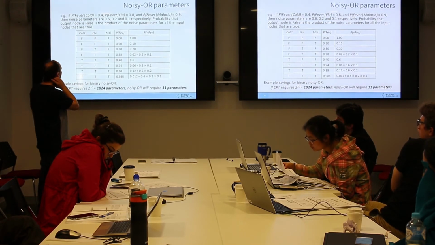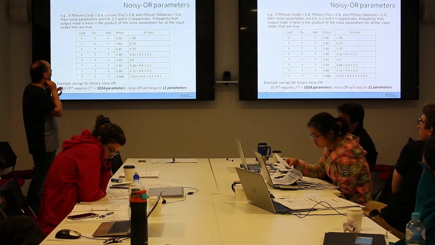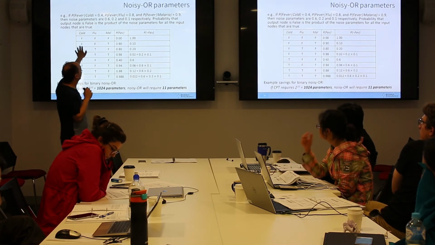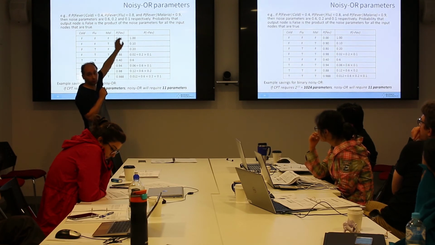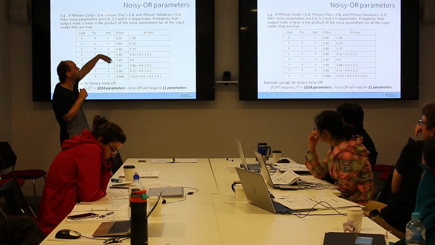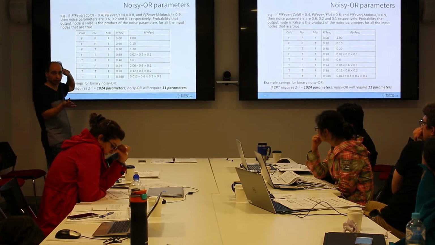Okay, so here's a very quick example. We've got three parents, cold, flu, and malaria. And then we've got a child node, which is the fever, and we want to work out the probability of the fever node. So again, everything's binary, just to keep things simple.